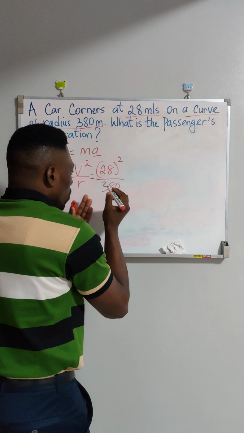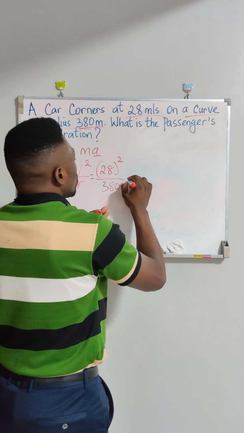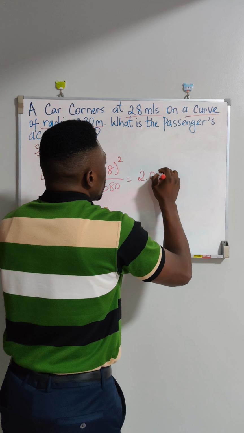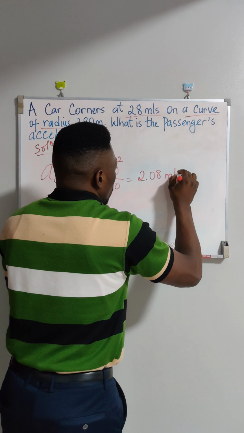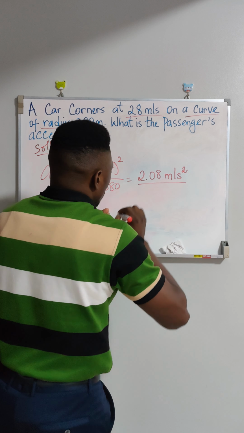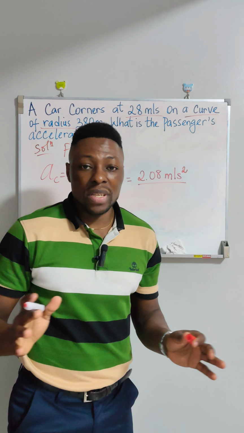And if you numerically punch this correctly, then we should be having 2.08 meters per second squared. It's an acceleration difference, and this is how very easy it is.